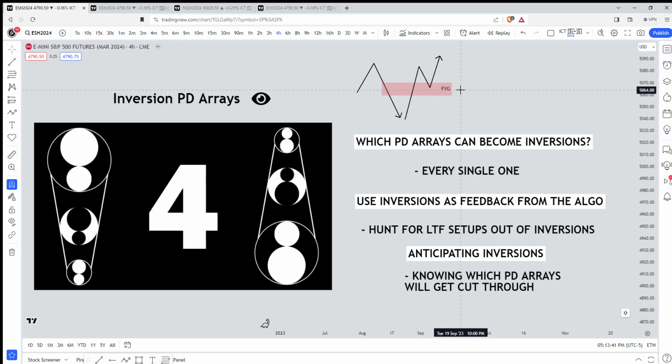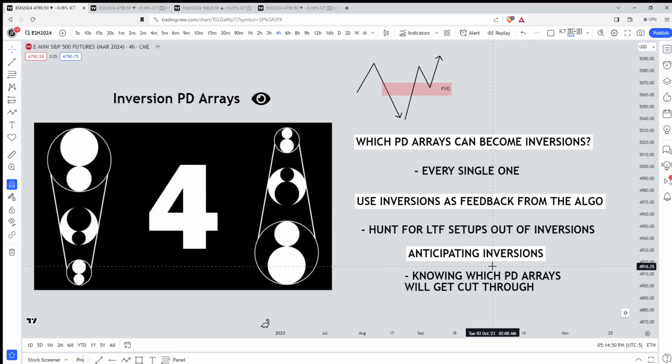So there's multiple ways that we could utilize these. The next thing I have written down is using inversions as feedback from the algo. We can utilize inversions to measure order flow. We want to see which PD arrays are being disrespected. And once we get that and we can gauge a draw on liquidity, which we talked about in episode 3, we can hunt for lower time frame setups out of these inversion PD arrays. And you will see change in the state of delivery occur within PD arrays from the sell side of the curve if price is on the buy side of the curve. We're going to be diving into picture examples and real chart examples, so stay tuned.